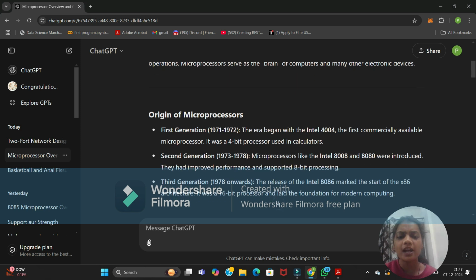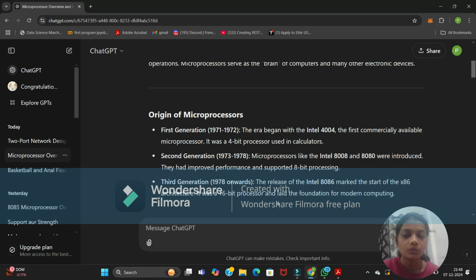Now let us move ahead with some history of microprocessors, from where they have arrived. We will see the origin of microprocessor. It is not actually important, just have a look at the history for what is first generation, second generation, and third generation microprocessor. First generation was a 4-bit processor used in calculators in 1971-1972. Second generation, from 1973 to 78, had improved performance and supported 8-bit processing.